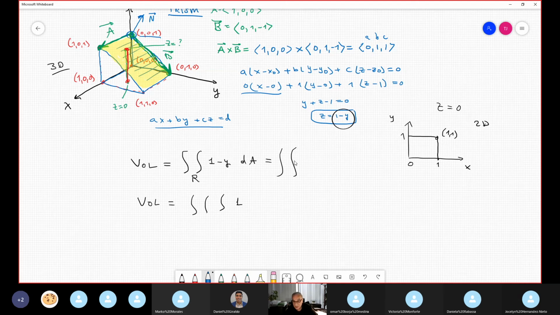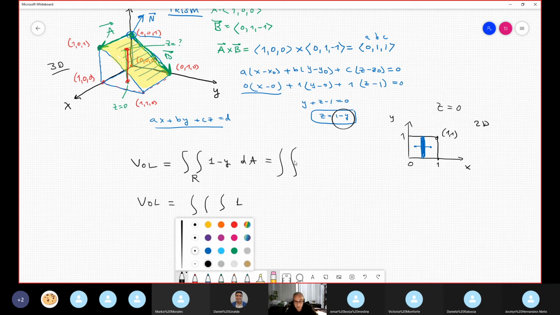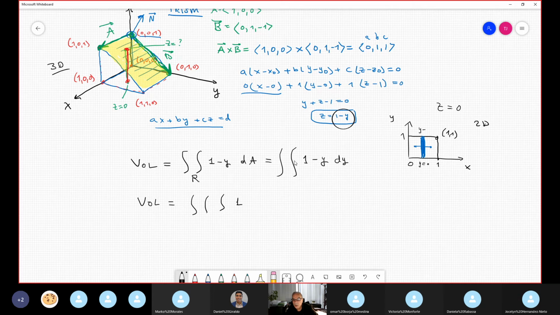I don't know why, but in my brain, it's much better to integrate in this direction. Sometimes it's impossible and you need to switch the order, but in this case, no. I prefer, personally, vertical integration. So when you integrate vertically, it's obvious it's y. The integrand function stays the same, 1 minus y. You integrate with respect to y, from y equals 0 to y equals 1, the horizontal line, and when you extend it, x goes from 0 to 1.